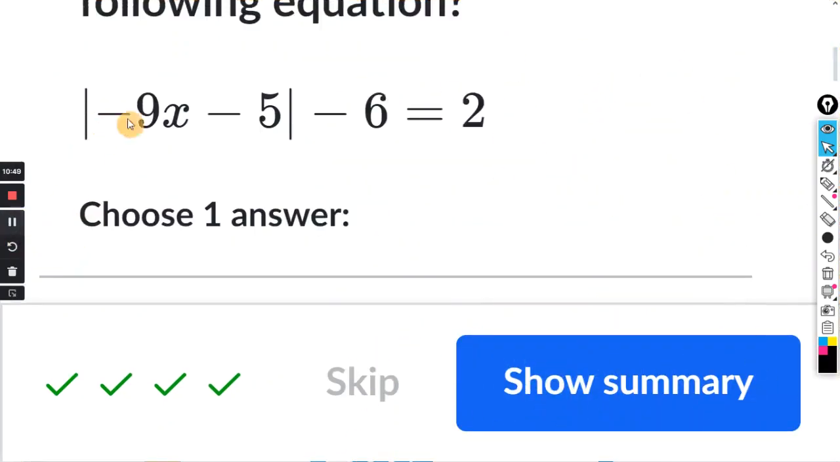All right, so just remember when you remove the absolute value, you make the other side plus or minus, and you're going to have two answers unless it's equal to 0 or a negative.